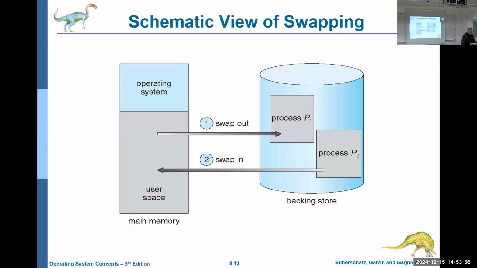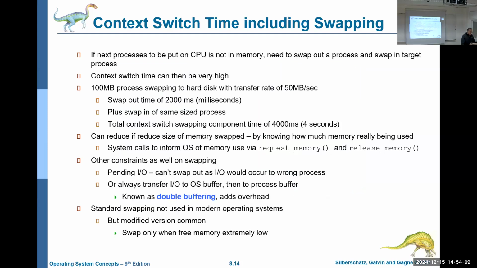So here you see a picture of the process. This is the hard drive. This is the user space. There's a potential RAM memory, and we put a process out and bring another process in.